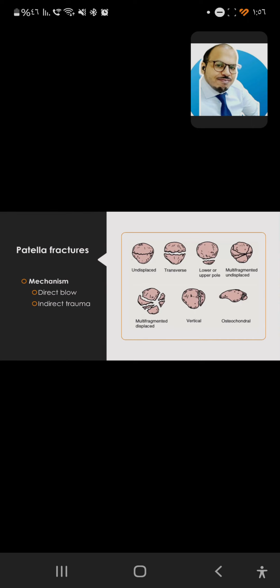How does the patella break or fracture? Either a direct blow or indirect strain. A direct blow means a direct hit on the patella, which breaks it, or indirect, where the patient is flexing the knee. There is acute strong contraction in the quadriceps, so this leads to indirect trauma to the patella.